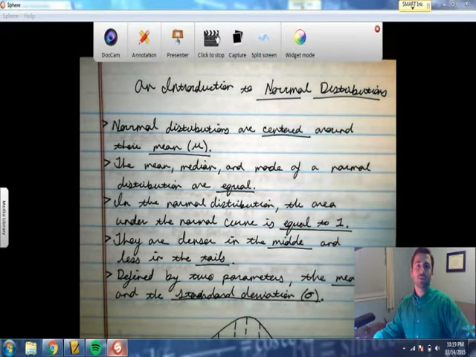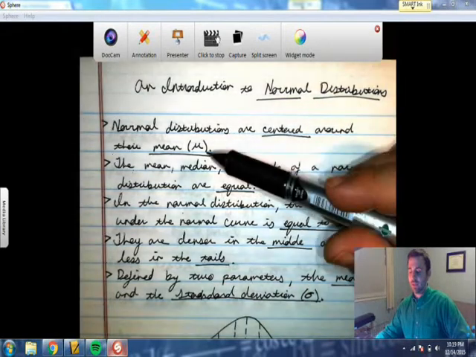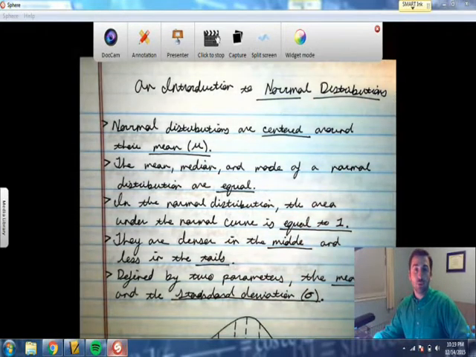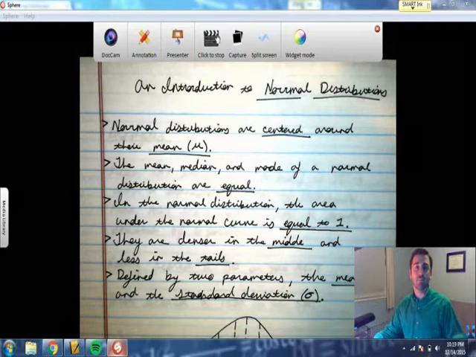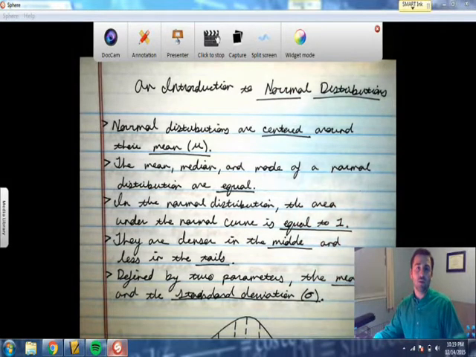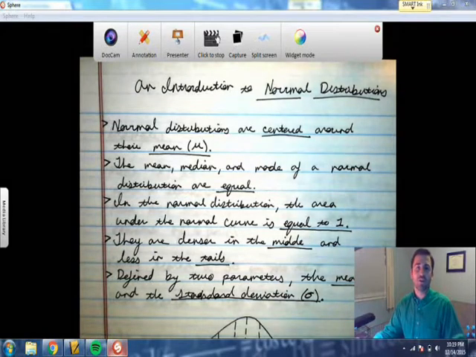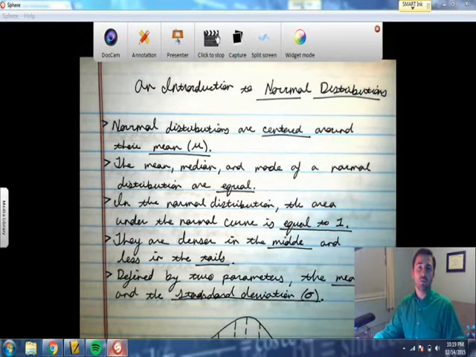Normal distributions have data where it's centered around the mean, which I'm denoting here as mu, the Greek symbol. The mean, median, and mode of a normal distribution are equal. When you think about it, if the majority of my data falls within the middle of my normal distribution, the mean and median and mode would also be in the middle, which would be equal. In a normal distribution, the area under the normal curve is equal to 1.